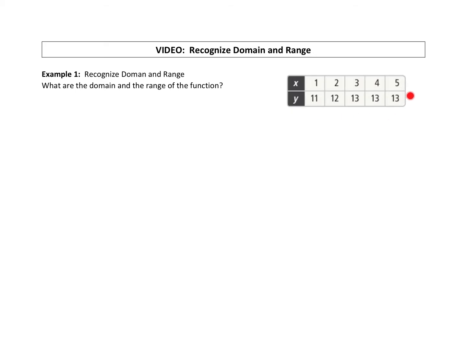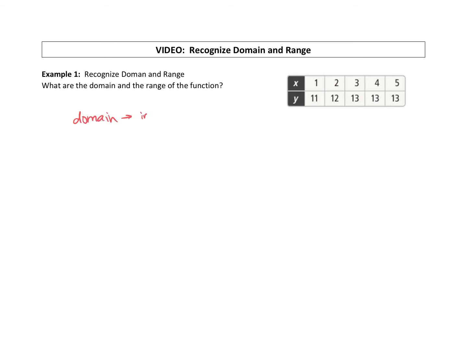So here we have a table of values with ordered pairs. This x goes with this y, this x goes with this y, and so on. So we have 1, 2, 3, 4, 5 ordered pairs. To identify the domain and range, we'll just make a couple notes.